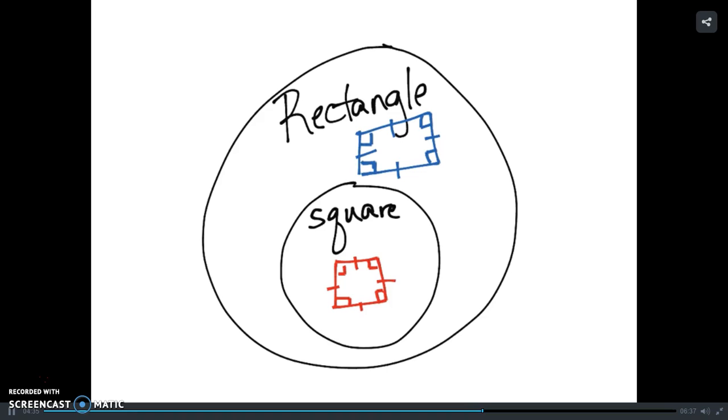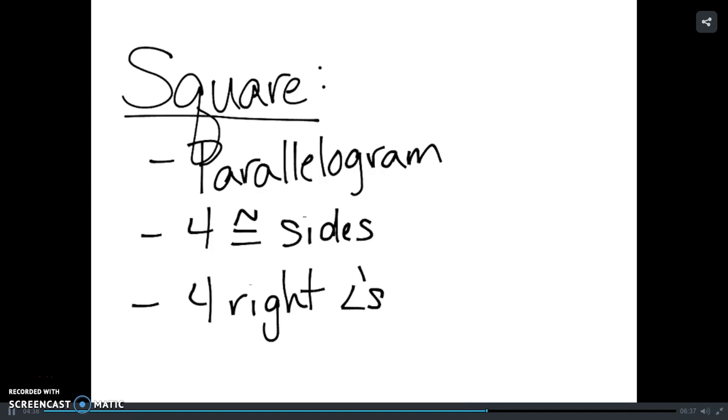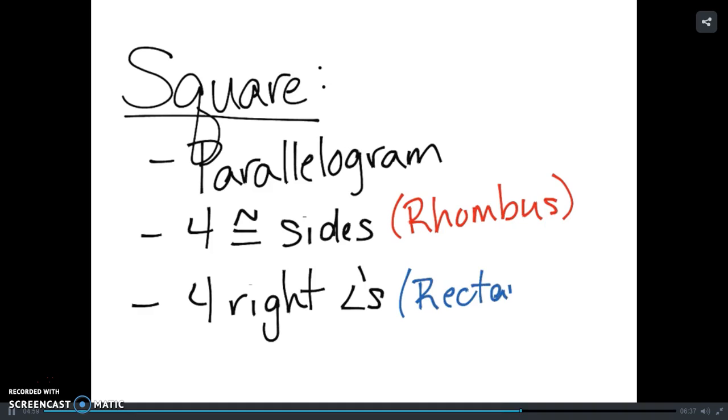So let's look a little bit more carefully at squares. A square is a parallelogram, just like we talked about before. It's going to have four congruent sides, just like we talked about with the rhombus. And it's going to have four right angles, just like we talked about with a rectangle in the last section. So it's going to look like both. Then all of the other rules that apply to a rhombus and all of the other rules that apply to a rectangle, they all apply to a square.